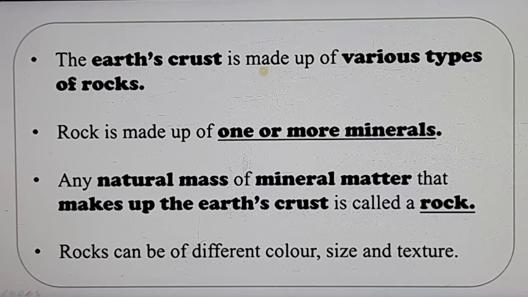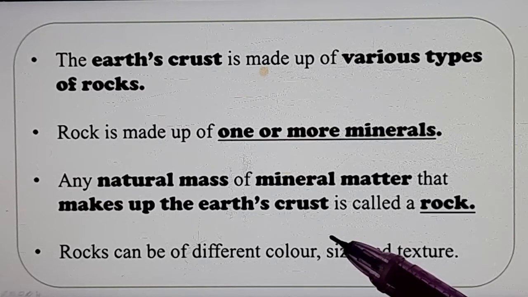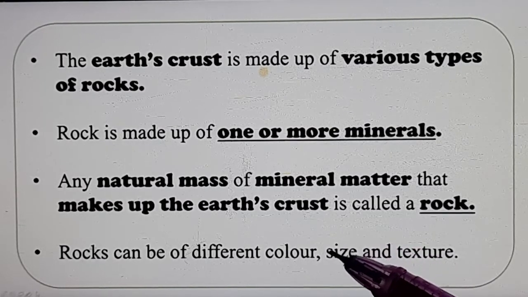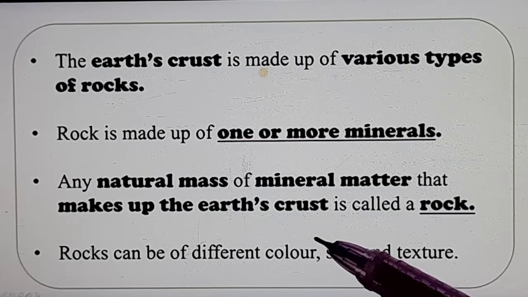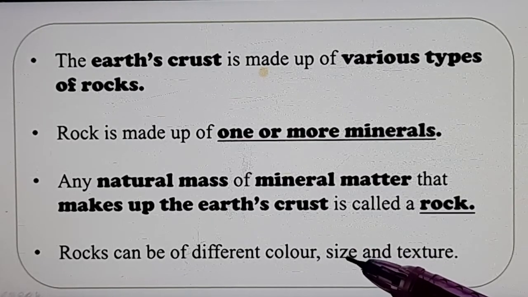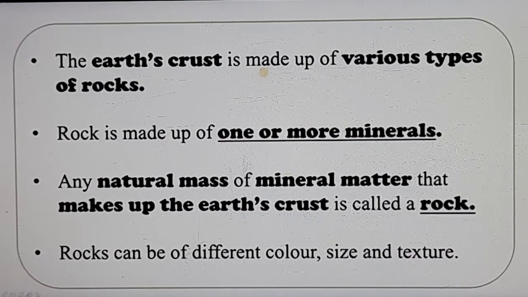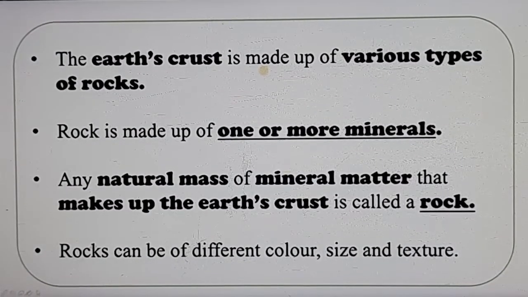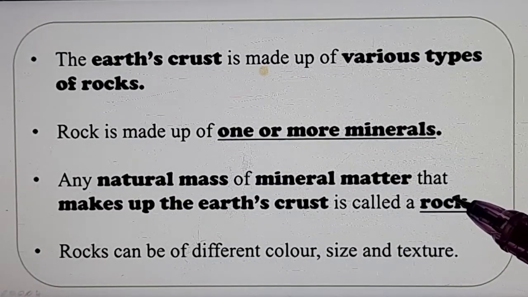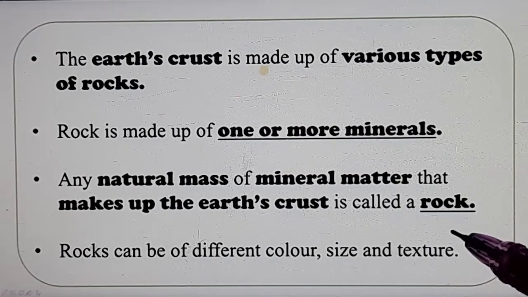So in simple terms we can define a rock as any natural mass of mineral matter that makes up the earth's crust. So what do you understand by rock? Any natural mass of mineral matter that makes up the earth's crust is called a rock.